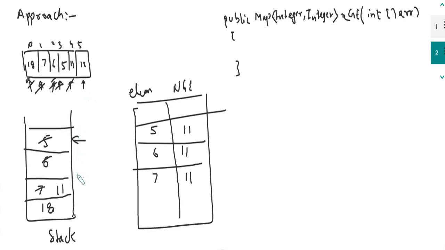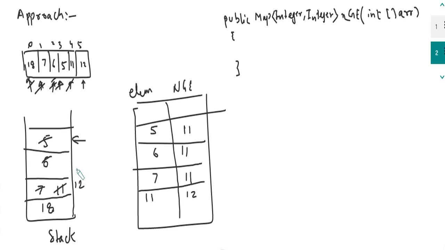For the next element we will see if the current element in the array is less than the top element in the stack. No, it is not. Then we will have to pop the top element from the stack and push it into the hash map with its next greater element. That means for 11 we are going to find the next greater element, which is 12. After that we push the current element into the stack too, which is 12.